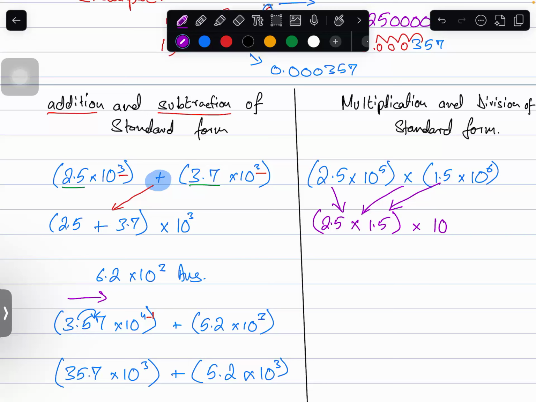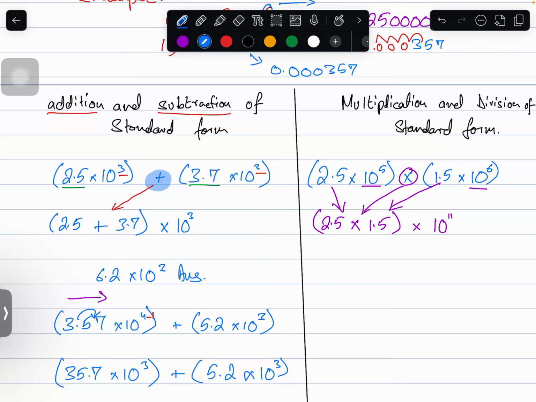multiply by 10. But if we have a multiplication sign and the bases are the same, we know what we have to do. When the bases are the same and there's a multiplication sign in the middle, we add the powers. So 5 plus 6 is going to become 11. This is how it is connected to standard form: when the bases are the same and there's a multiplication sign in the middle, we add up the powers, and in the same way when we have a division sign in between the standard forms, we will subtract the powers.